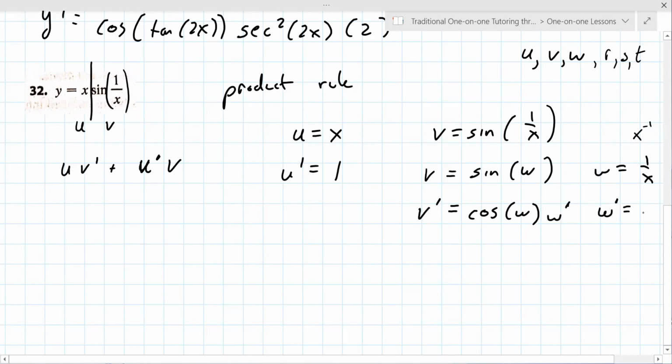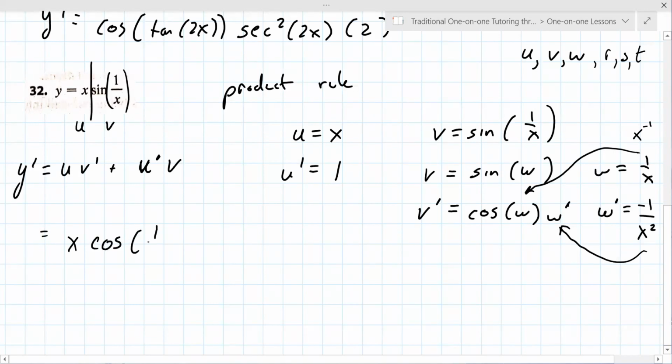That's x to the -1. So it becomes -1 x to the -2, or -1 over x squared. And then you start backfilling these things in there, because your product rule, you're just piecing it together. So we've got all these pieces over here. So u is x, v prime is cosine of w, but w is 1 over x. But then there's this w prime, which is -1 over x squared, plus u prime, which is 1 times v, sine 1 over x.